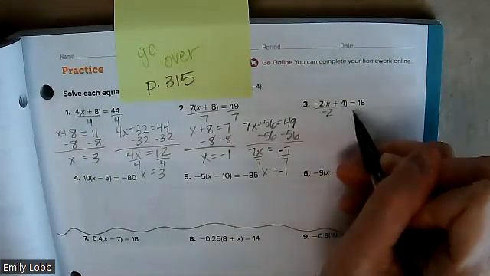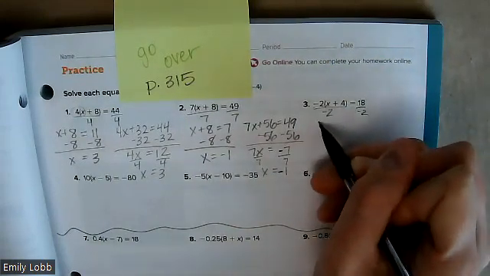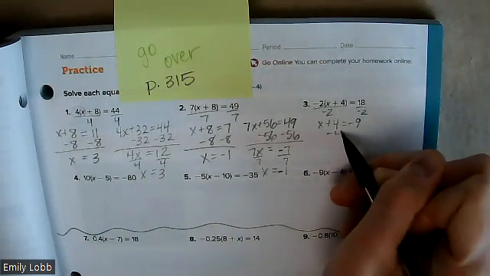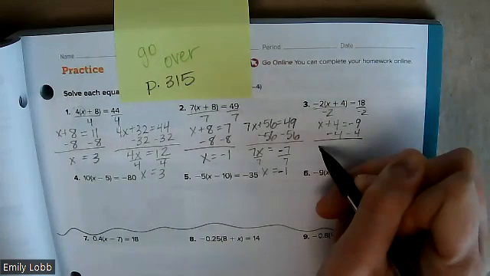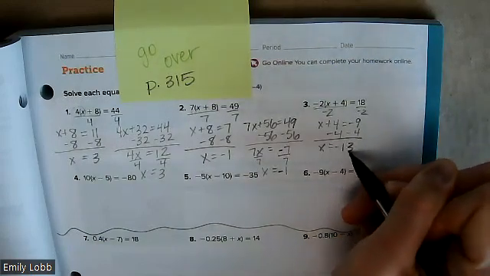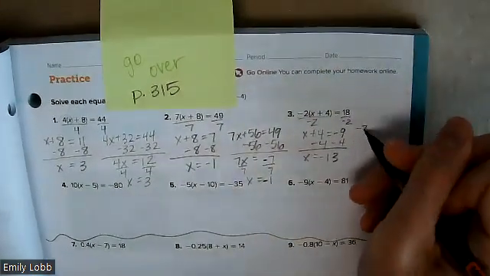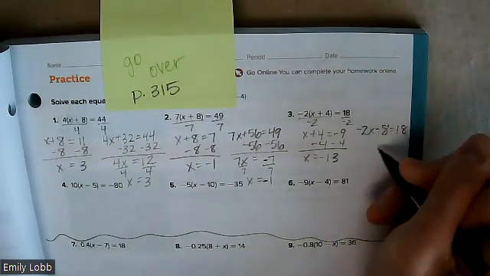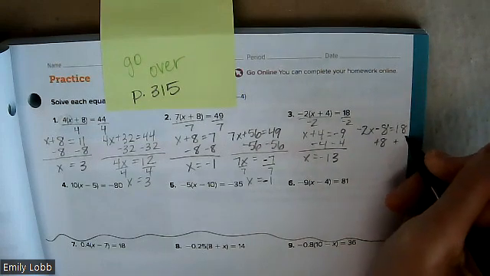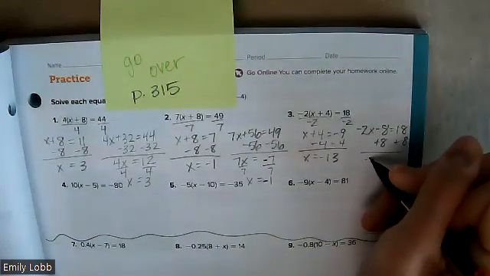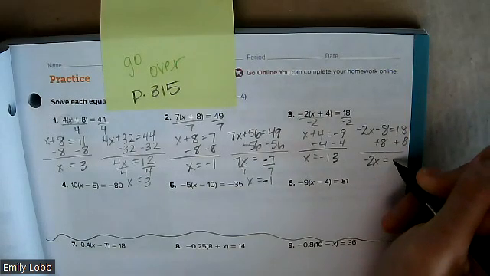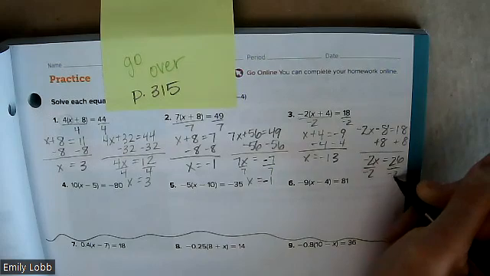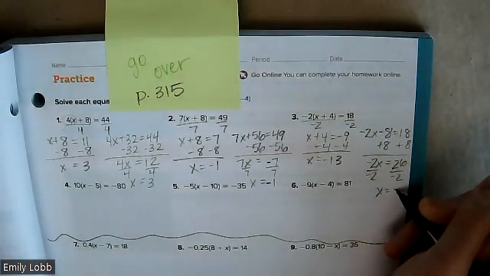Divide both sides by -2. x plus 4 equals -9. Subtract 4, subtract 4. x equals -13. Or you could have said -2x minus 8 equals 18. Add 8 to both sides. -2x equals 26. Divide both sides by -2. So x is equal to -13.